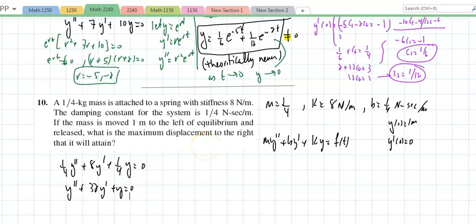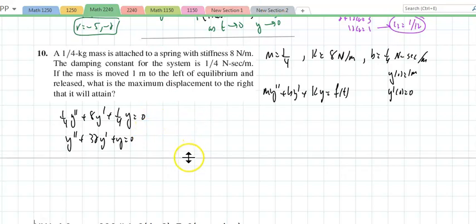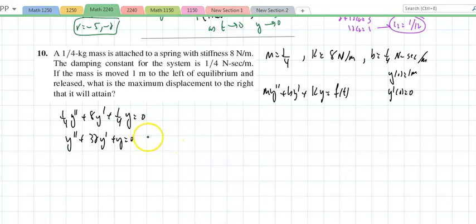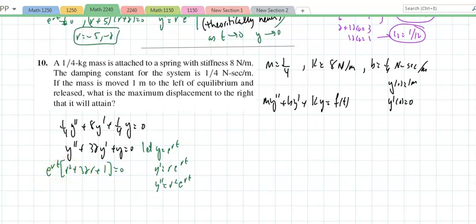Again, a second order linear differential equation with constant coefficients. So I would let y equal e to the rt be a solution. y prime will be r e to the rt, and y double prime will be r squared e to the rt. That would be e to the rt times r squared plus 32r plus 1 equal to 0. So e to the rt can never equal 0.